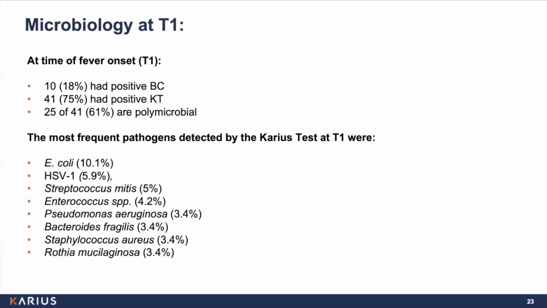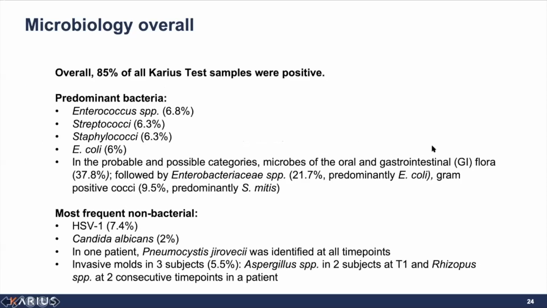The most frequent pathogens detected by Karius at T1 were essentially E. coli at 10%, then herpes in 8 patients, in 4 of which there was a confirmatory PCR later on done by standard testing. Then gram-positive such as strep mitis, enterococcus, staph aureus, rothia, and gram-negative such as Pseudomonas aeruginosa, Bacteroides. If we look at all time points, about 85% of all Karius test samples were positive, and the predominant bacteria were again similar organisms: Enterococcus, Strep, Staph, E. coli.